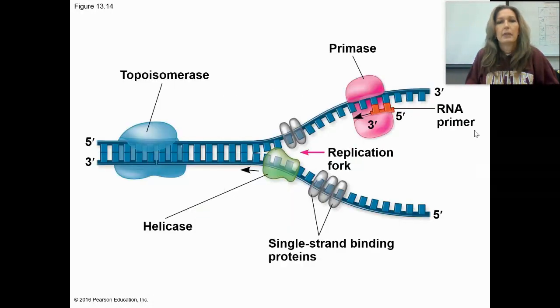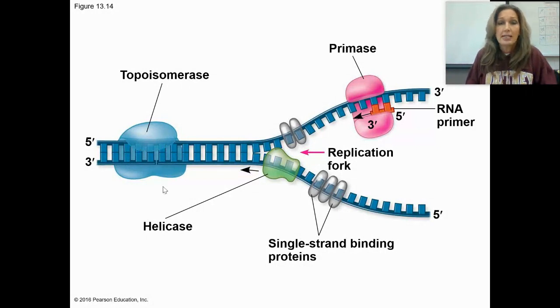Now, here's my primase. Here's my replication fork. Here's my helicase that's unzipping. But a couple other enzymes that are now pictured in here that we should be aware of is topoisomerase. It's a mouthful. Topoisomerase is an enzyme that's helping to unwind the DNA upstream of the helicase. Because remember, I've got this tightly wound double helix, so I've got to have topoisomerase here that is helping to unwind the DNA upstream.